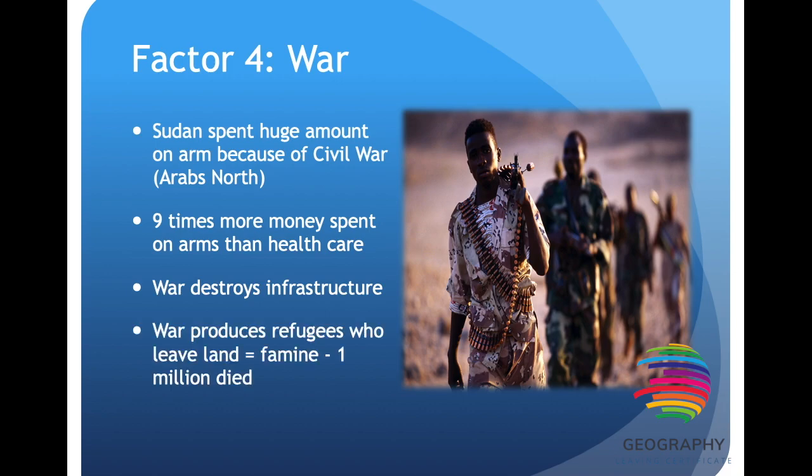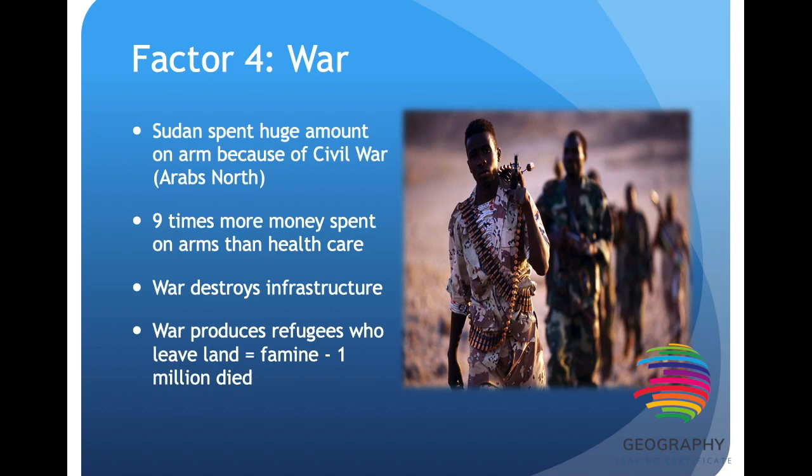War also produces refugees who leave the land because of fear of the war. These people are farmers. These people are workers. If these people leave the land, it can also lead to famine because people aren't being fed. Our example here is during the last famine in Sudan, 1 million people died.